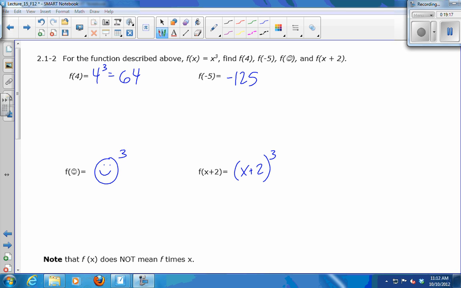Okay, so an important thing to remember, f parentheses x is read f of x, and it means apply the rule f to whatever's in parentheses. Okay? It does not mean f times x. This is a very common mistake when you first learn about functions and the notation that surrounds functions. It looks like f times x, but f is just the name of a rule. It's not a variable. Okay? So you can't actually multiply them.